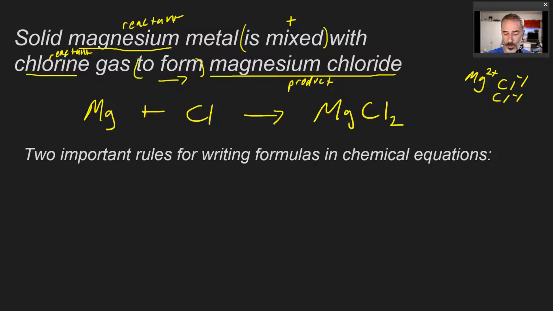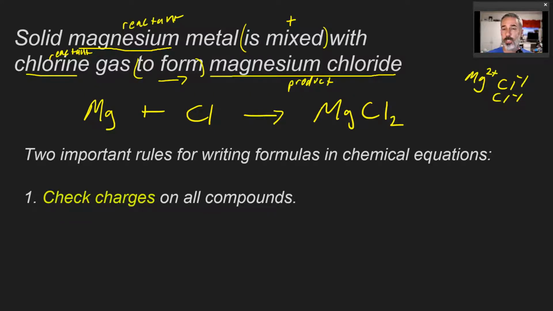So that's the first thing you've got to understand about the two most important rules when writing chemical equations. The first one you already know: check charges on all compounds. This thing was a compound. It was made up of two different elements. You need to check its charges. Super important. We don't need to check the charge of chlorine, and we don't need to check the charge of magnesium because those are elements, right?